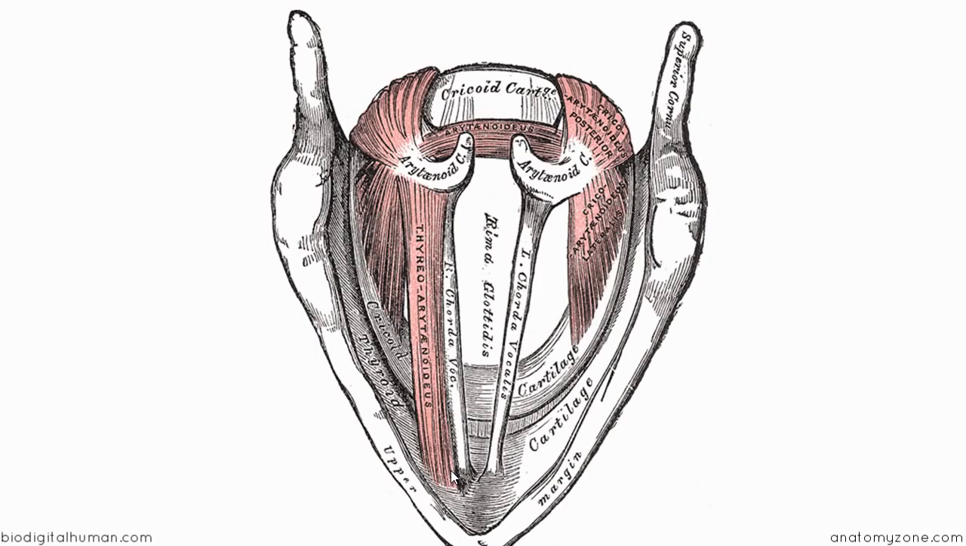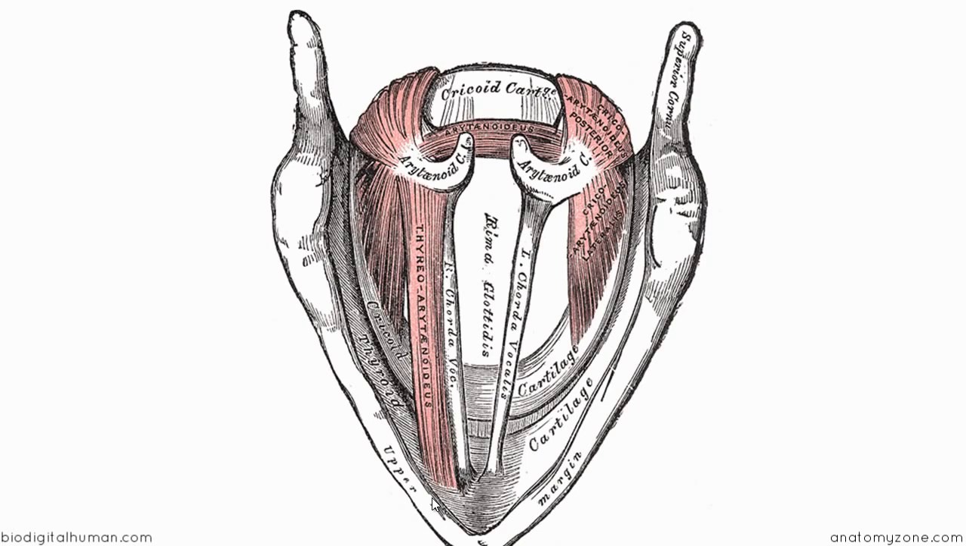So the function of the thyroarytenoid muscle and the vocalis muscle is to adjust the tension in these vocal cords. Remember, we looked at the cricothyroid muscle, which could stretch the vocal ligament and thereby produce higher pitched sounds. The thyroarytenoid muscle, when it contracts, brings the arytenoid cartilage closer to the thyroid cartilage, and this results in a slackening or a loosening of the vocal ligaments, and this produces lower pitched sounds.